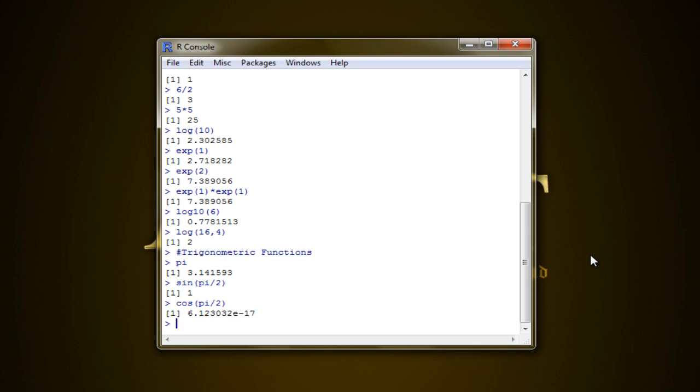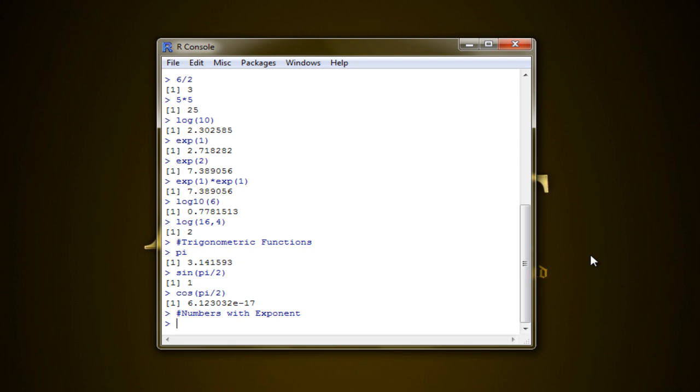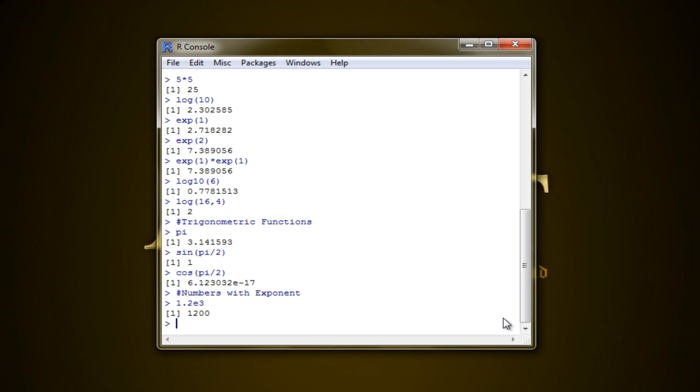Now let's proceed to numbers with exponent. This section would be numbers with exponent. If we have 1.2e3, this will give us a value of 1200 because e3 means move the decimal 3 places to the right. So if you have a point here and you move it to the right, 1, 2, 3, you will generate 2 zeros, and so you will have 1200. Hope you understand.